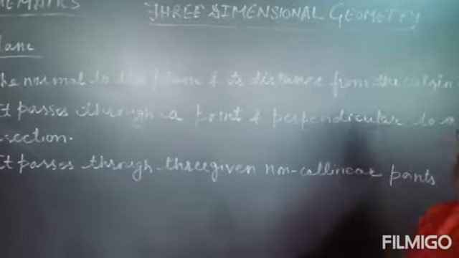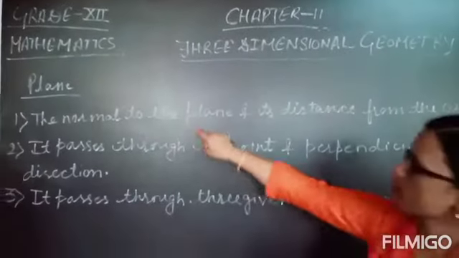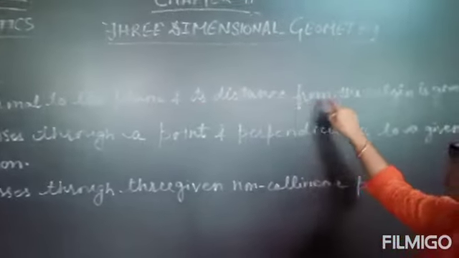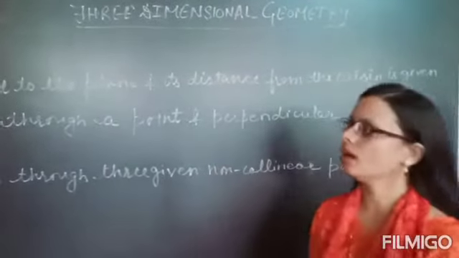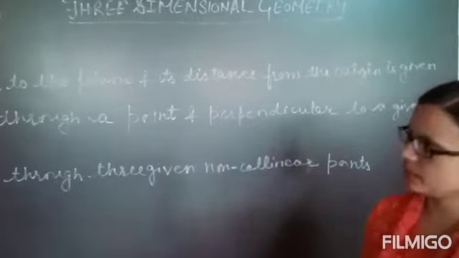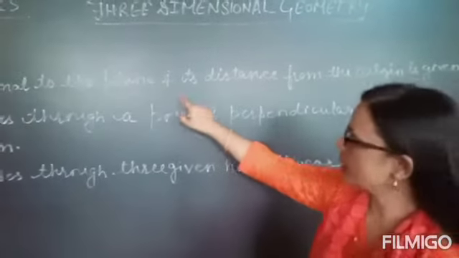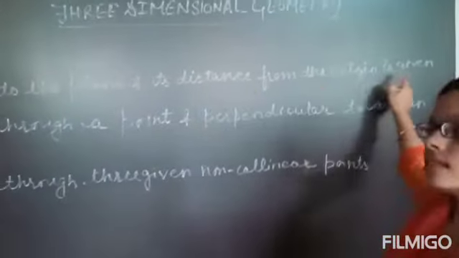Today we will discuss the equation of planes, that is, we will derive three equations of planes. First is, if the normal of the plane and its distance from the origin are given. Suppose we have a plane in three dimensions, we will find the equation of that plane if the normal to the plane and the distance from the origin are given.